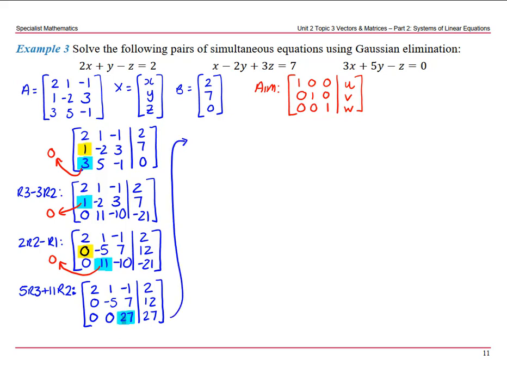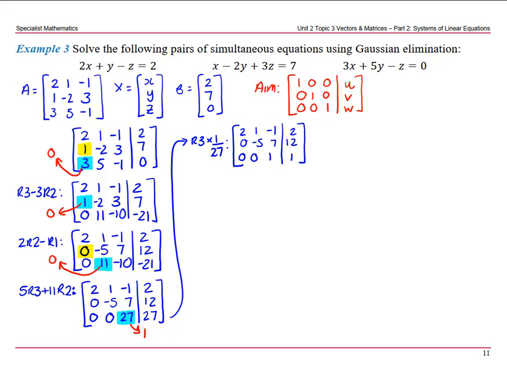Now I need to make that 27 into 1. So I can just times my row 3 by 1 over 27. So my first and second rows remain the same. And I'm timesing by 1 over 27, or same thing, dividing by 27.